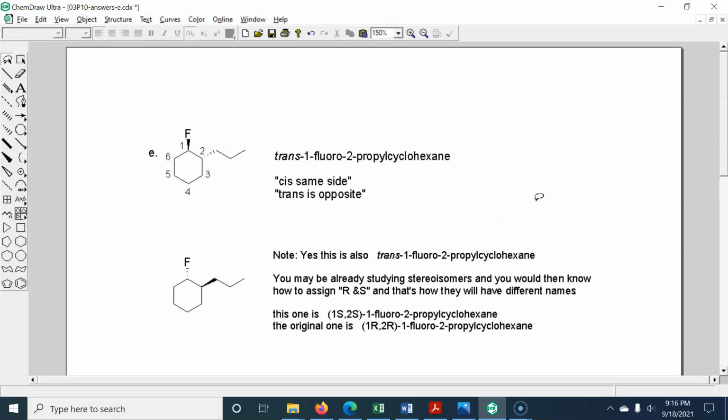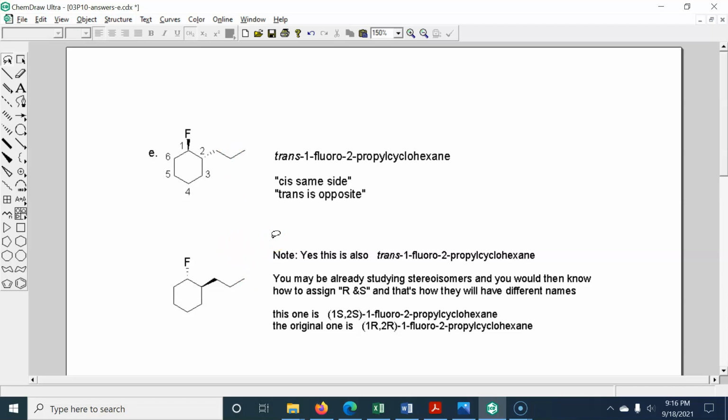I thought IUPAC was supposed to give us rules, so there's one name for every one molecule and one molecule for every one name. So we can't have this ambiguity. If you read trans 1-fluoro 2-propyl cyclohexane, you've got to know which one they want. And if you're very good with stereochemistry, a unit after this one, you will know that these two are actually different. If you make a model, these two are not identical.